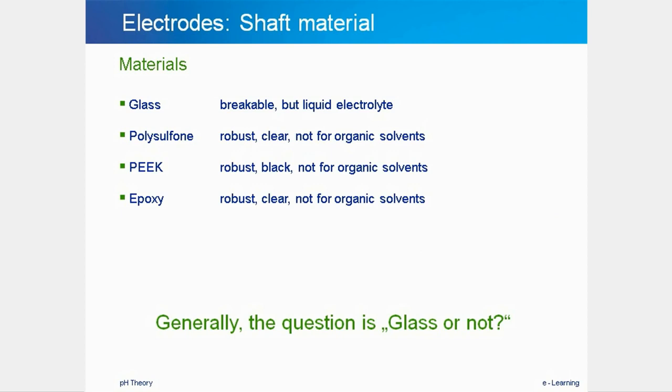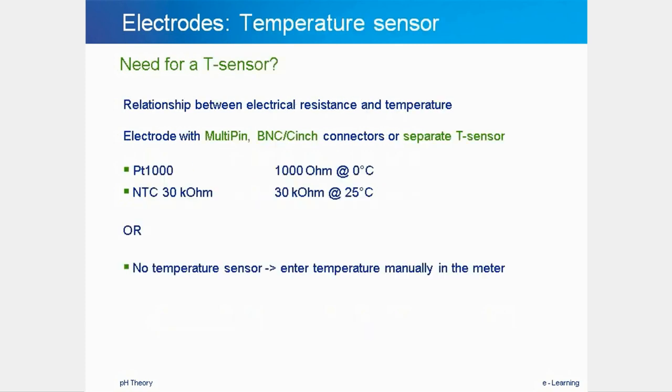The shaft material of the electrodes is another important property. Different ones available are glass, polysulfone, PEEK and epoxy. With these available options, the main choice is glass or plastic. If this choice has been made, different kinds of plastic can then be chosen to suit the application. All plastic shafts have in common though that they are not suitable for organic solvents, so for measuring these a glass electrode is obligatory. The glass electrodes always have liquid electrolytes. Plastic ones can have a variety of electrolytes.